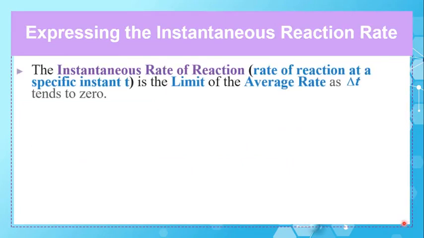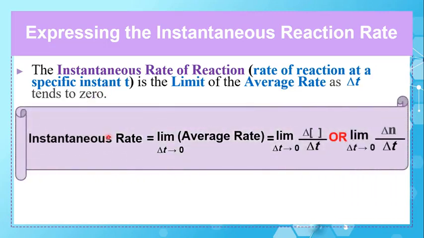The instantaneous rate of a reaction is the rate of a reaction at a specific instant t. It is defined as the limit of the average rate as delta t tends to 0. So the instantaneous rate is the limit of delta concentration over delta t, or the limit of delta n over delta t when delta t tends to 0.